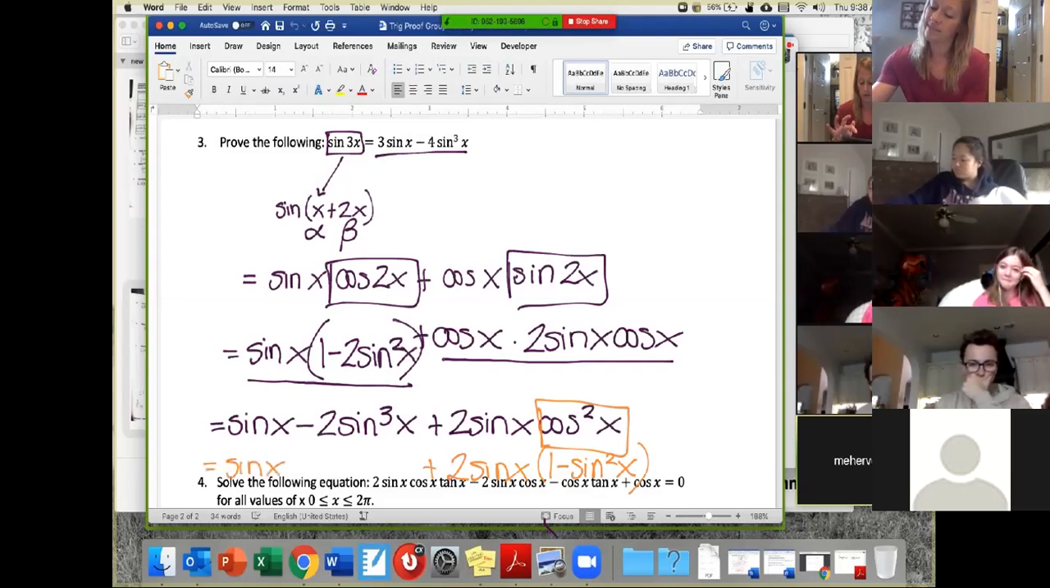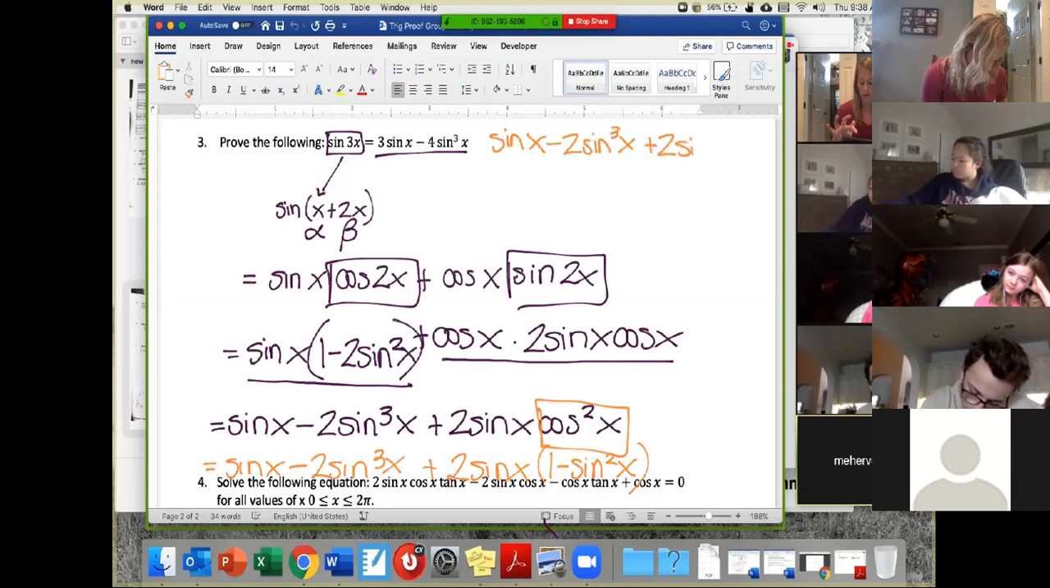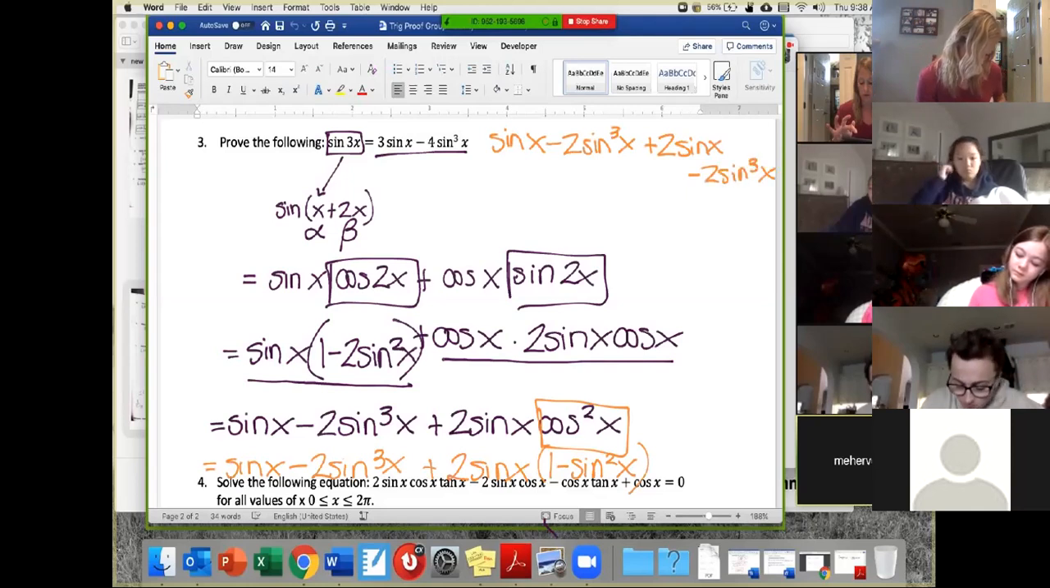Multiply and distribute, okay? So let's see, I'm kind of losing space. I'm going to move up here. The beginning part's going to stay the same, sine x minus 2 sine cubed x. When I distribute, I'm going to get 2 sine x minus 2 sine cubed x.